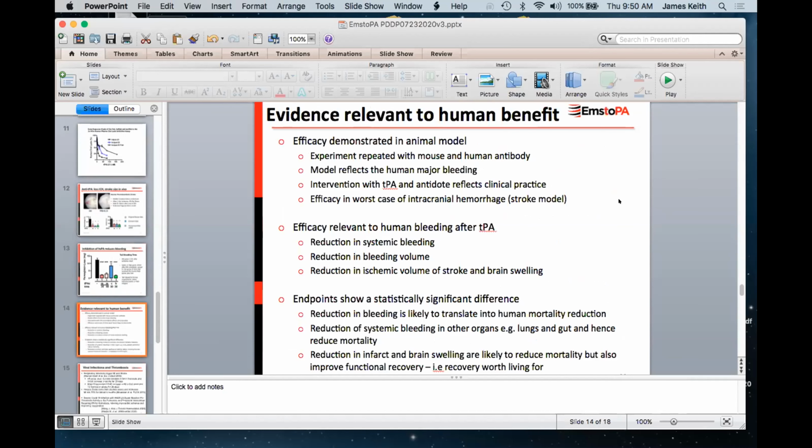So, we believe the evidence that we've generated shows that the animal model should be predictive of the human and being able to stop the bleeding defects. We believe that it's relevant to the tPA-induced syndrome and should translate to reductions in the amount of bleeding, the mortality that occurs in the devastating intracranial hemorrhage, and reducing the infarct as well, and reducing mortality should also improve functional recovery, that recovery that's worth living for.